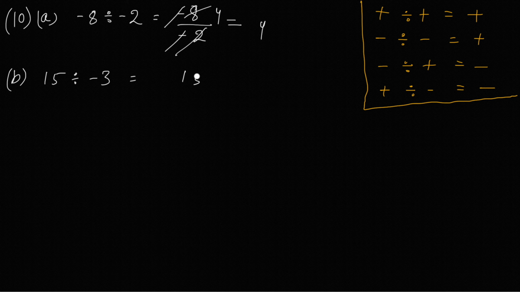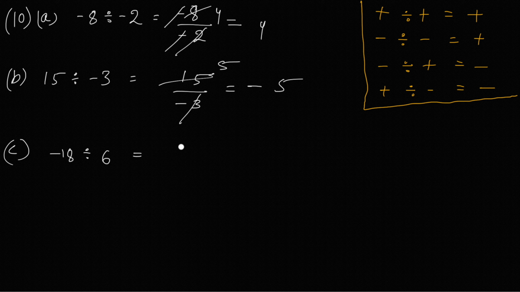Now question number B is 15 divided by minus 3. So you can write 15 divided by minus 3. Positive divided by negative is negative, so write negative, and 3 times 5 is 15. So minus 5 is our answer. Now question number C is minus 18 divided by 6. So here negative and a positive number will also give you negative. 6 times 3 is 18. So minus 3 is our answer.